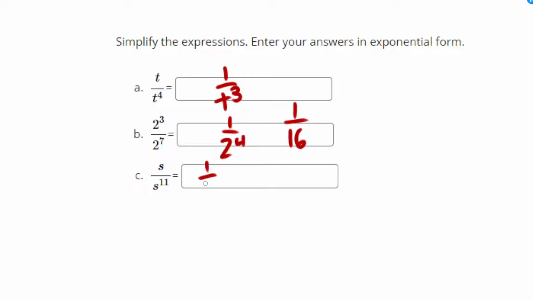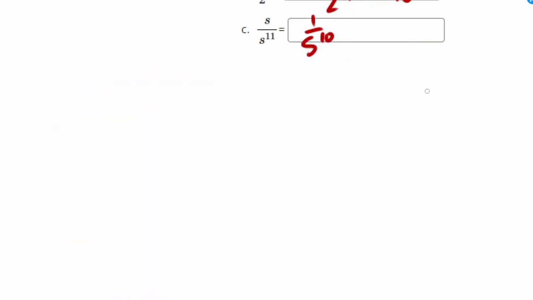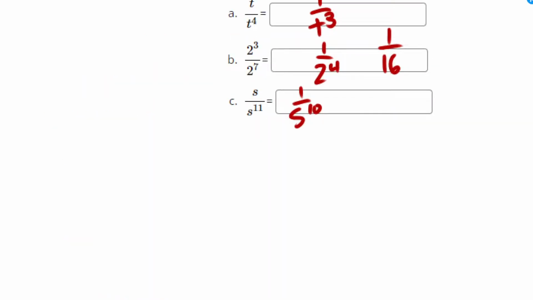This would be 1 over s to the 10, because it's 1 minus 11, which is negative 10. You just kind of push them down.